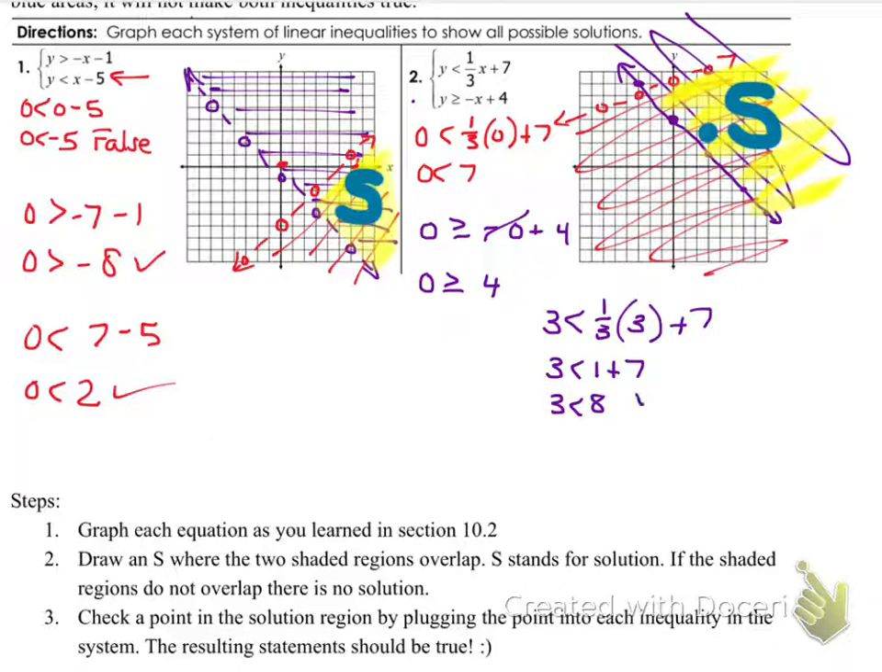Is 3 less than 8? Yes, it is. So that point works with my top equation. If I plug it in here, 3 is greater than or equal to -3 plus 4. 3 is greater than or equal to 1. Yes, it is.